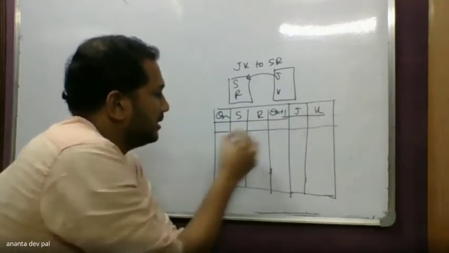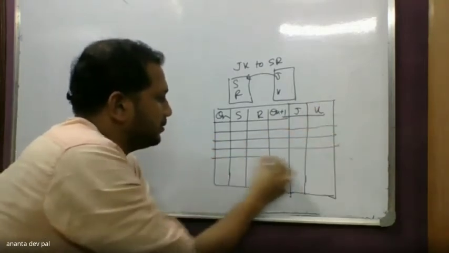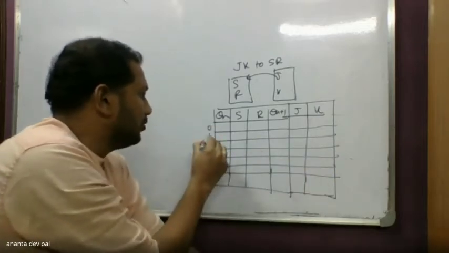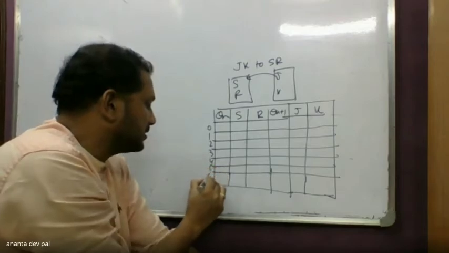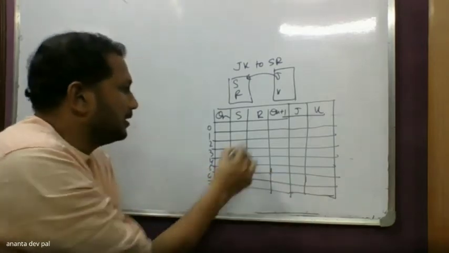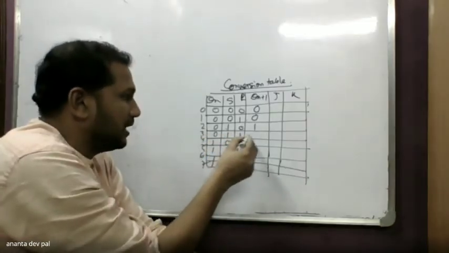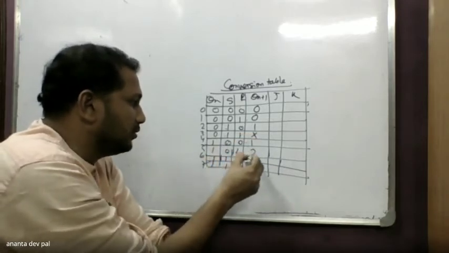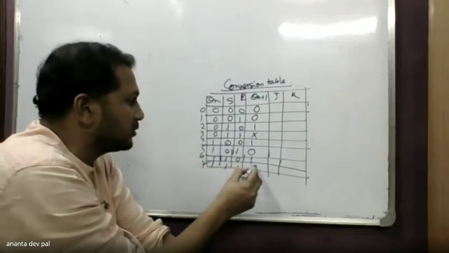So this is the JK excitation input, J and K, and there are 8 rows: 0, 1, 2, 3, 4, 5, 6, and then finally 7. For 1, 1 that is an invalid cross. For 0, 0 it is no change. For 0, 1 it is 0. For 1, 0 it is 1, and for 1, 1 it is cross.